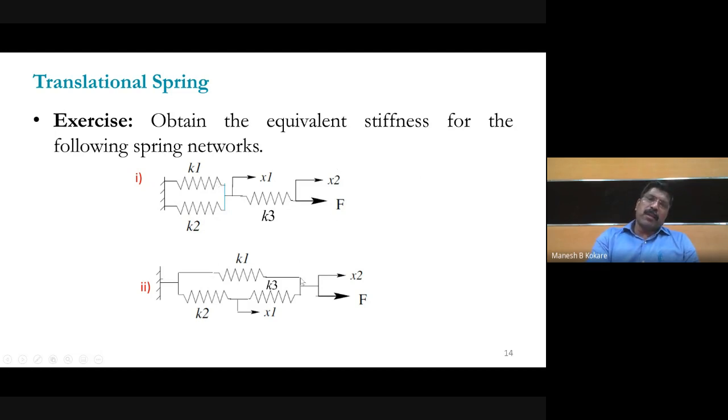Similarly, how are you going to do this one? K2 and K3 are connected in series, so you have to obtain the K equivalent of that one. After that, K1 will be connected in parallel with this one. So you have to obtain the overall stiffness of this one. I hope that you can do it once you have understood this.